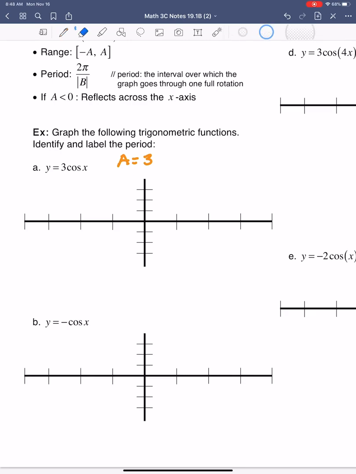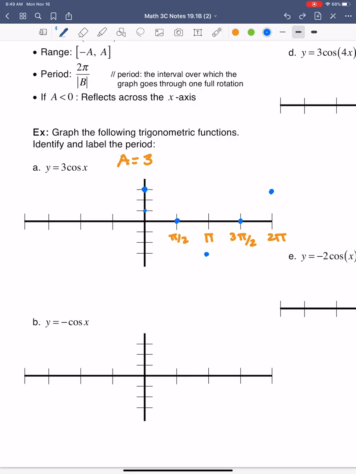So first I'm going to label my pieces here. We've got pi over 2, pi, 3 pi over 2, and 2 pi. Then I'm going to go ahead and plot these. So instead of starting at 1, which is where I normally start for cosine, I'm going to shoot that up to 3. And then it just follows that same pattern. So down to 0, down to -3, back up to 0, and back up to +3. So it's just following this pattern, right?